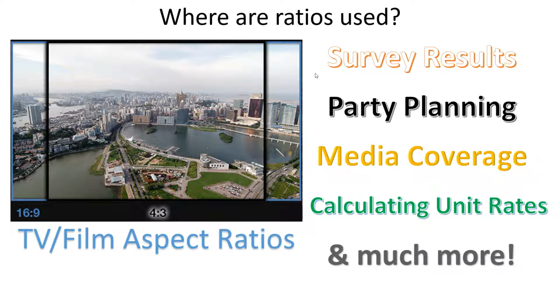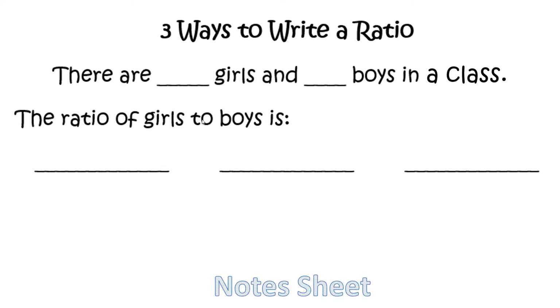Just to highlight some of the reasons we learn ratios, they're used in a lot of things. You have survey results, party planning, media coverage, and calculating unit rates to find the best prices. You'll notice here, this is a picture of a TV versus film aspect ratio. You have a widescreen TV versus a standard TV, and there are lots of different ways. So this is on the top of your note sheet.